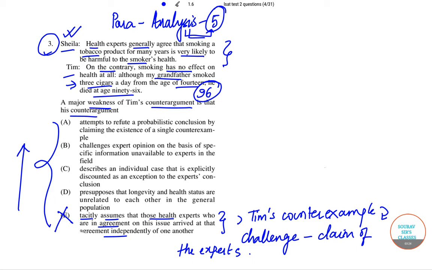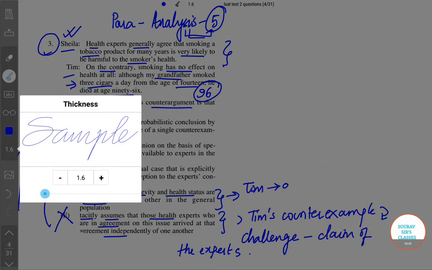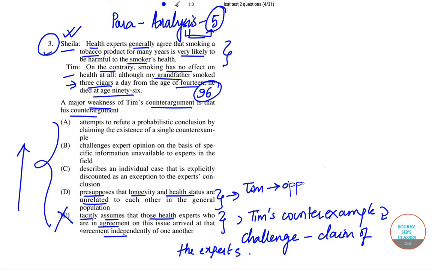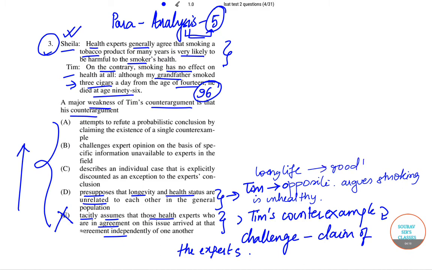Okay, let us move on to option number D. It says, presupposes that longevity and health status are unrelated to each other in the general population. However, given Tim's statement, Tim assumes the opposite. The other individual argues that smoking is unhealthy and Tim disagreed based on his grandfather's longevity. So he assumed that long life actually indicates good health. So D is also a no. We cannot pick D as our option.